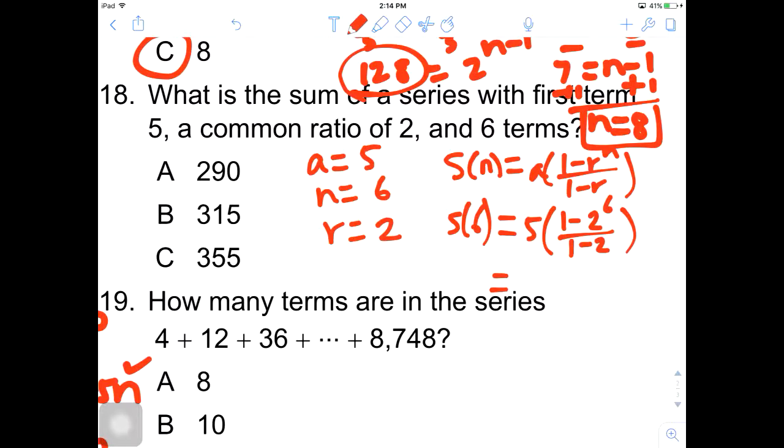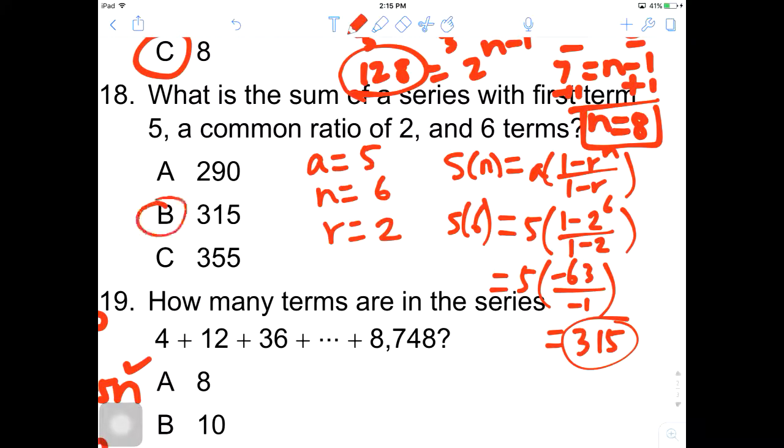And so doing the math, I'm going to summarize the top: 2 to the 6, make it negative, add 1. So I should have negative 63. And then on the bottom is negative 1. So dividing by negative 1 and then multiplying by 5, the answer should be 315, and that is answer choice B.